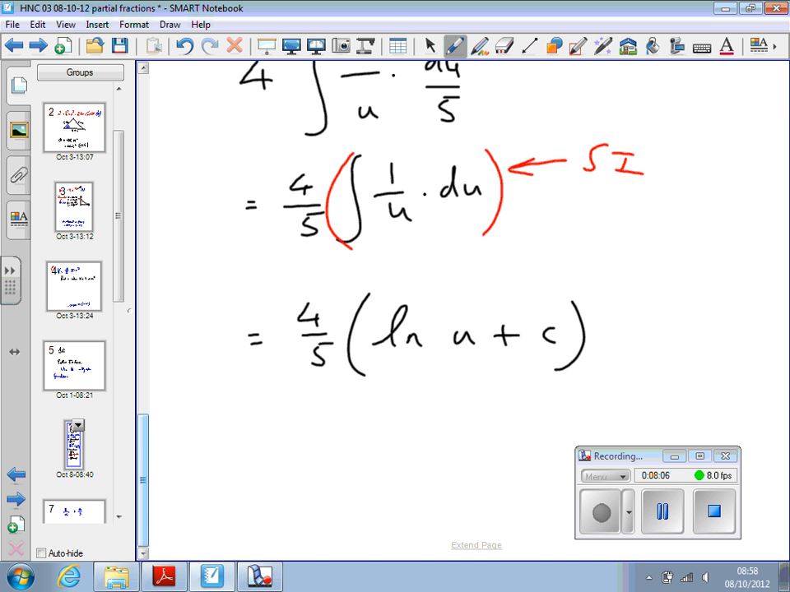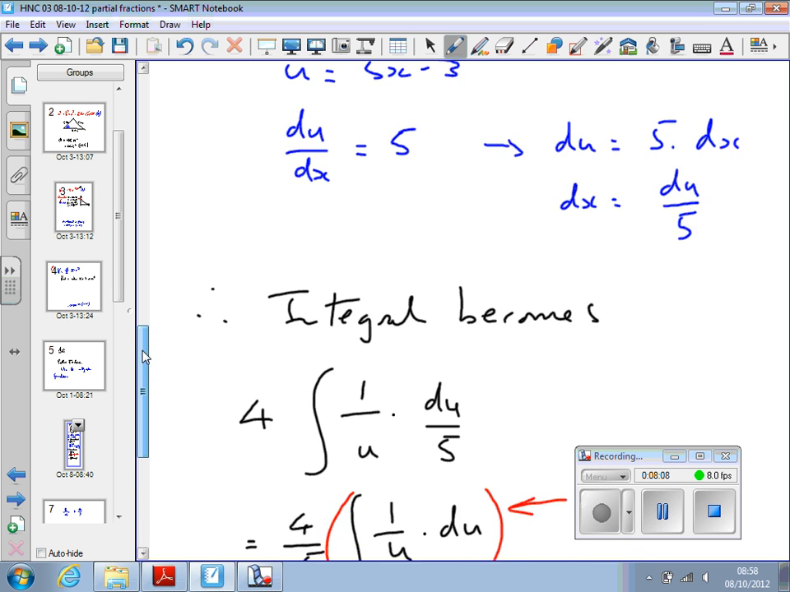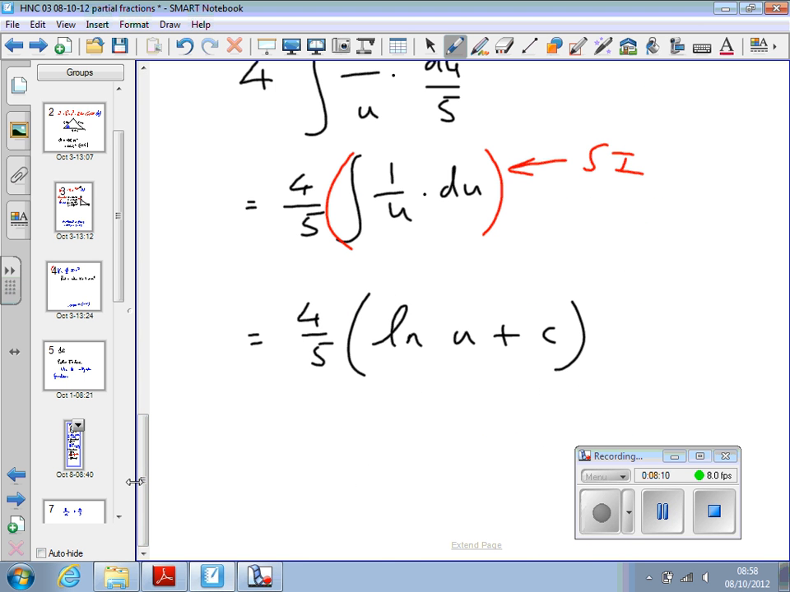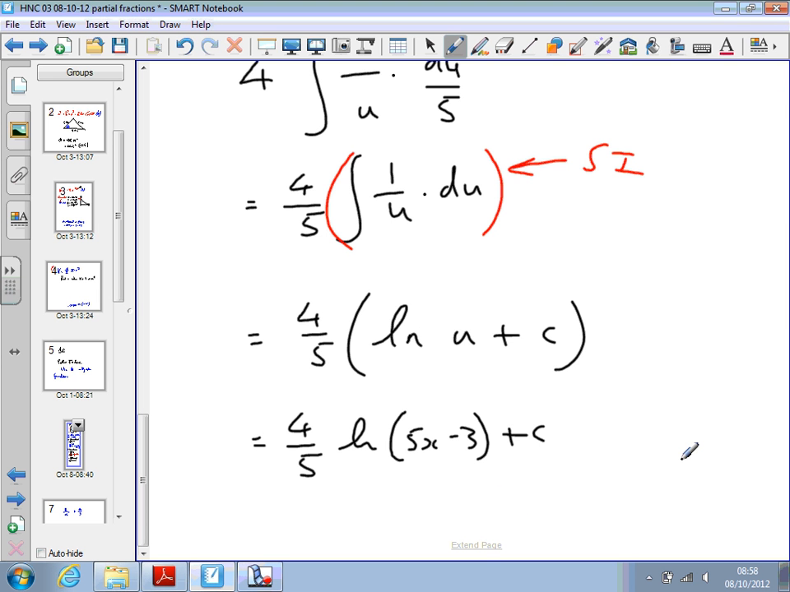But what's u? 5x minus 3, so I just substitute that back in again. 4 over 5 log 5x minus 3 plus c. I don't need to multiply the c by 4 over 5 because that's just a constant, so the constant is just multiplied by 4 over 5, so it's still a constant.